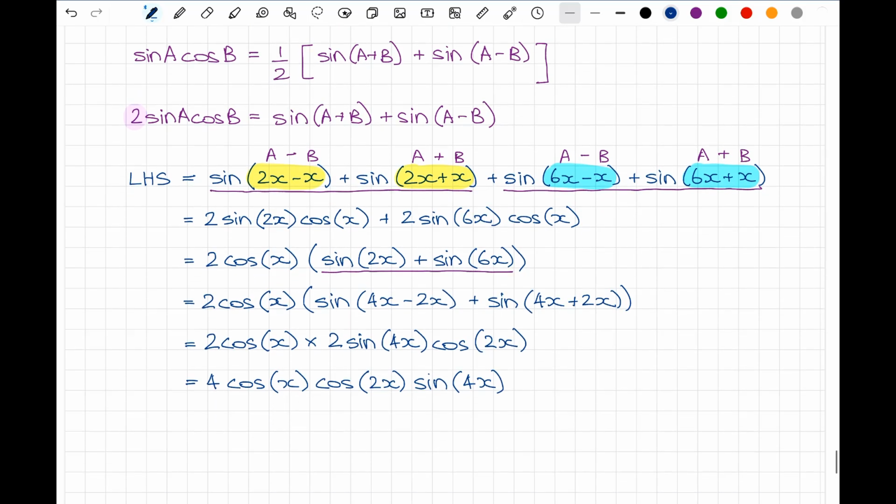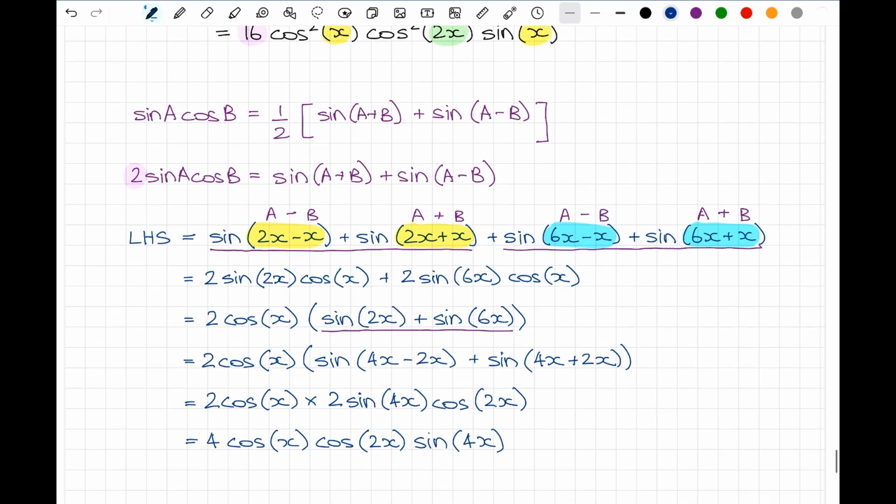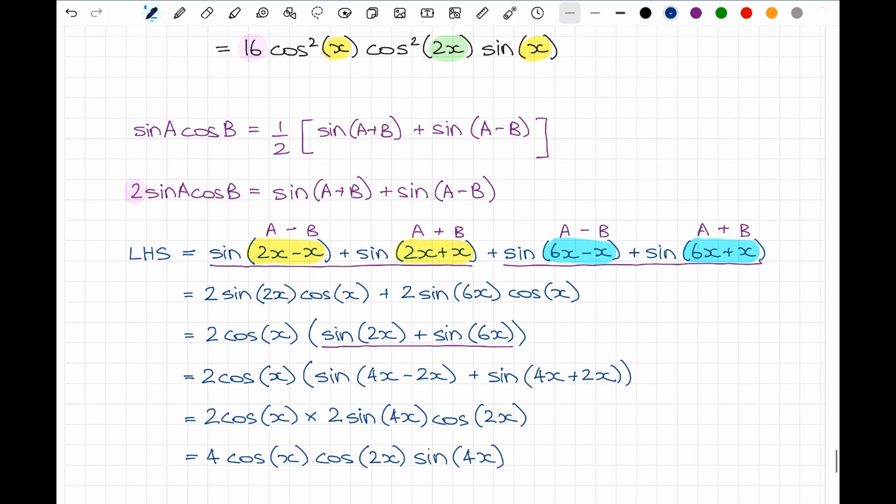And at this point, we now need to think, well, I've kind of run out of iterations of that result for the product to sum, because I no longer have sums anymore. I've only got a product of terms. Two of my terms have the angles that I need. I have my cos of x and I have my cos of 2x. I've only got one of them though. I need another one of each of those to be multiplied.